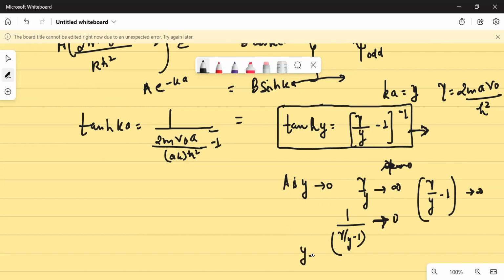And as y tends to infinity, I think this will become 0. As y tends to infinity, this will become 0, isn't it? Yes, sir. Okay, and if y tends to infinity, this will become 0, so it will become 0 minus 1. I think this will become minus 1. But if it becomes minus 1, then the plots will come downside.